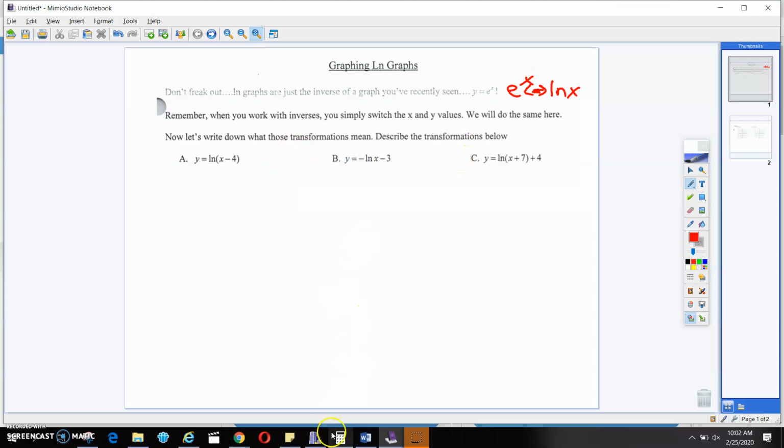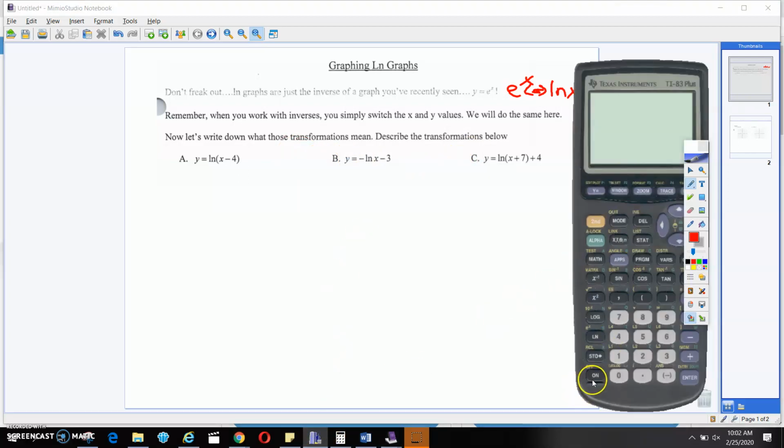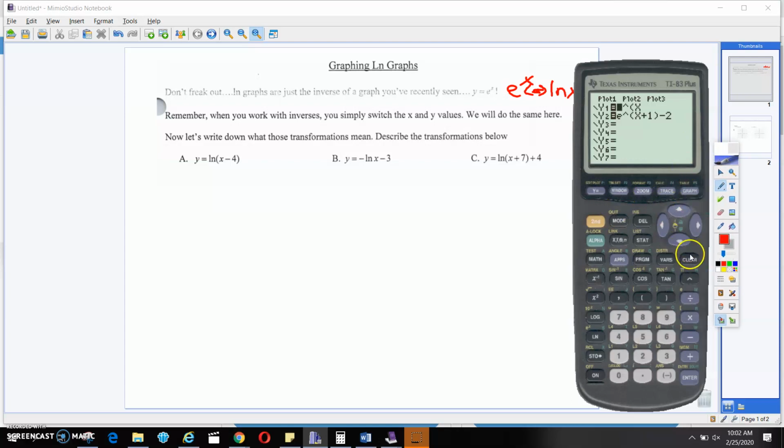So I hope you have a calculator in front of you. If you don't, you need to get one because it's going to be beneficial today. So the first thing that I want you to do is make sure that your calculator is completely cleared. Okay, and we're going to graph ln of x.